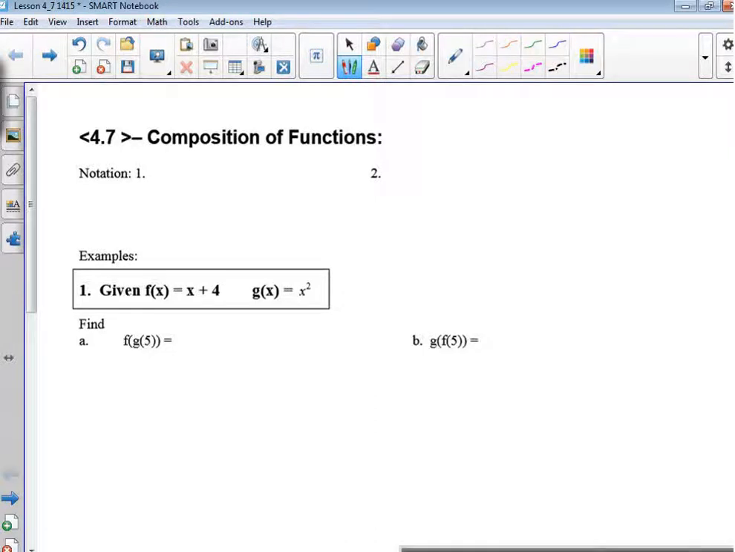Today we're going to be talking about composition of functions. So if you take y equals the square root of x plus 3, there are two operations that need to be performed to do this. The first operation would be to add 3 to x. The second operation is to take the square root of the sum.